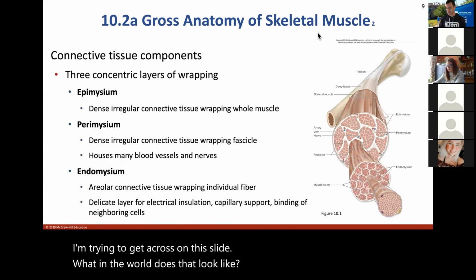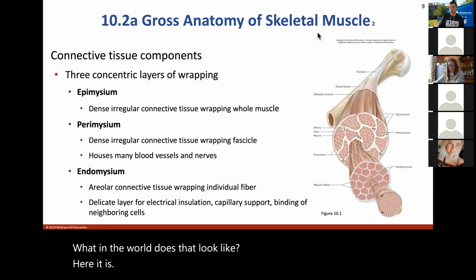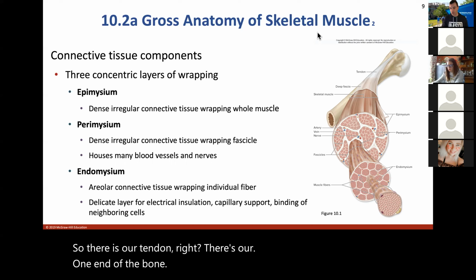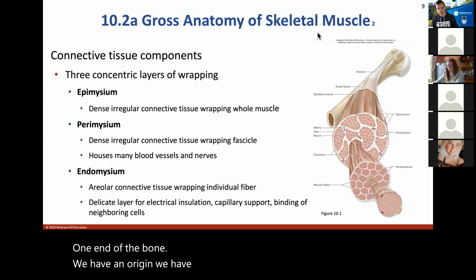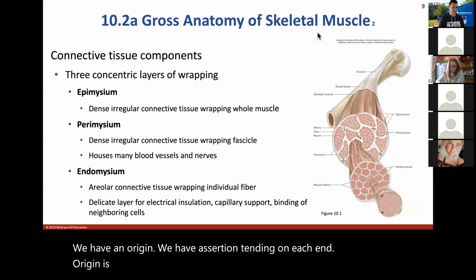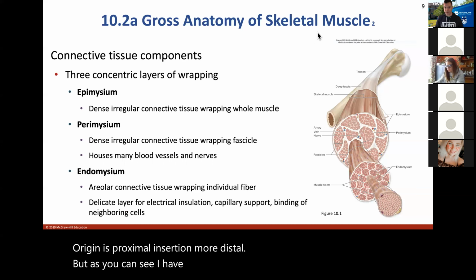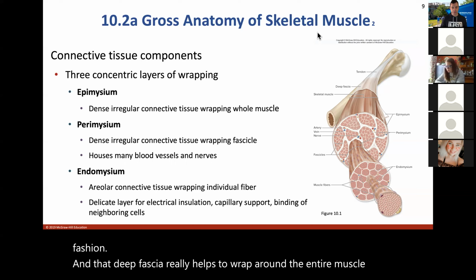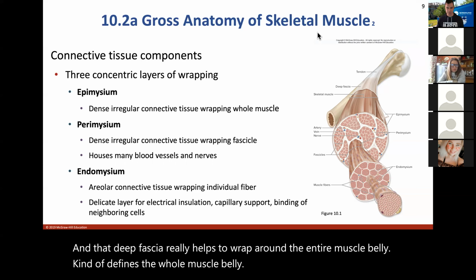Here it is. So there is our tendon, right? There's one end of the bone. We have an origin, we have an insertion, a tendon on each end. Origin is proximal, insertion more distal. But as you can see, I have a defined wrap around that thing, that deep fascia. And that deep fascia really helps to wrap around the entire muscle belly. It kind of defines the whole muscle belly. And I think I'll talk about fascia here in a second.